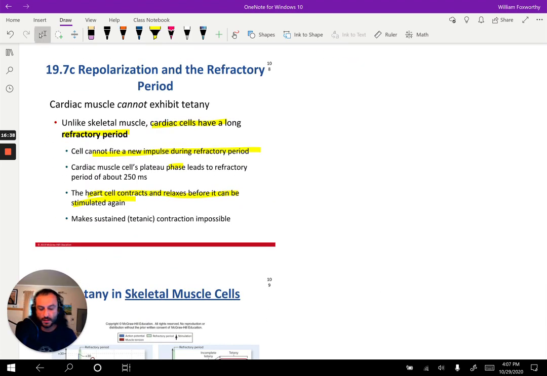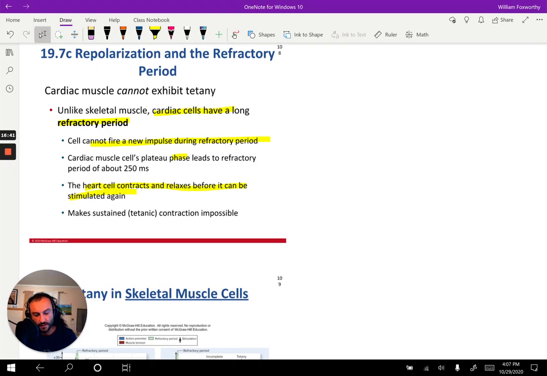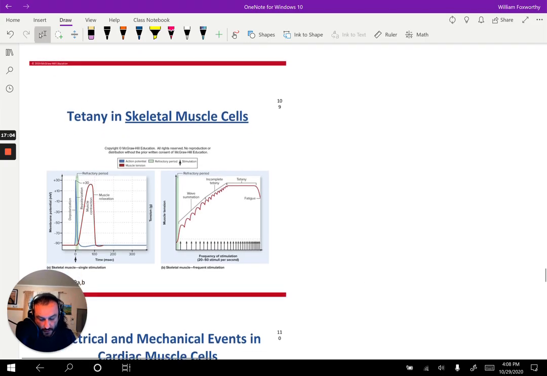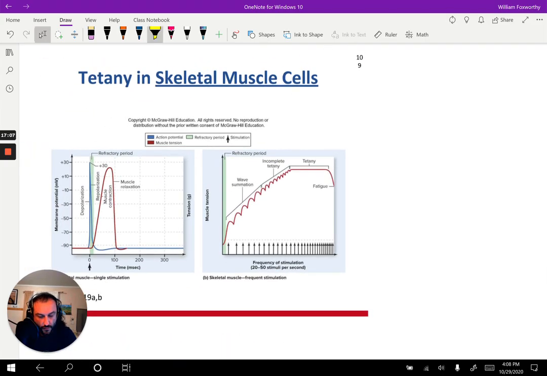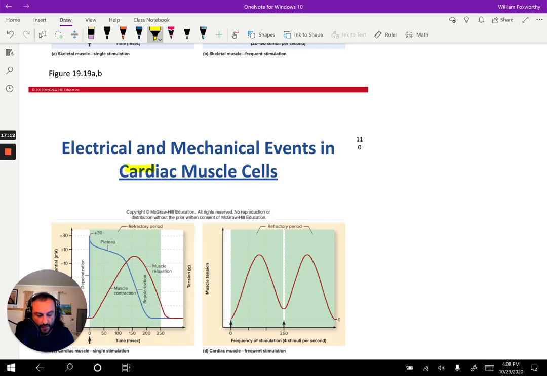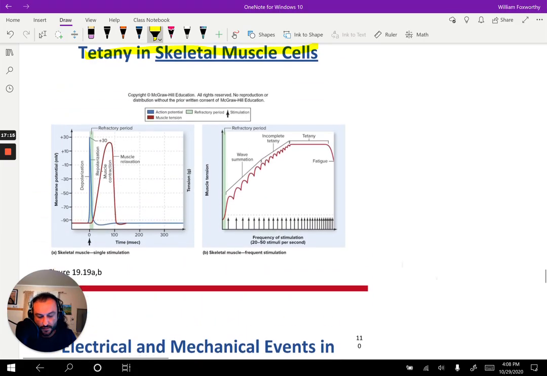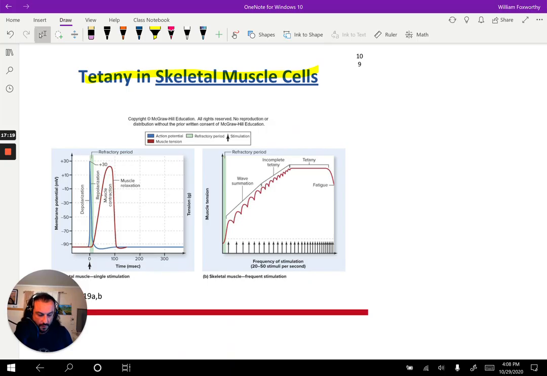So like I said, unlike skeletal muscle, cardiac muscle has a long refractory period, and you cannot make a cell fire another action potential during the refractory period. So that plateau phase gives the cardiac muscle cell a long refractory period, which is about 250 milliseconds long, and this ensures that the heart cell is going to contract and relax before it can be stimulated again. So these two images up at the top are showing you skeletal muscle cells, and we'll contrast that with cardiac muscle cells down here, talking about tetany and how that plateau phase prevents it.